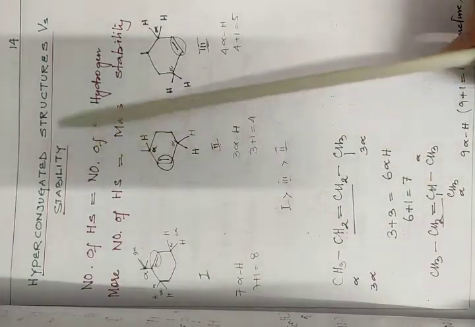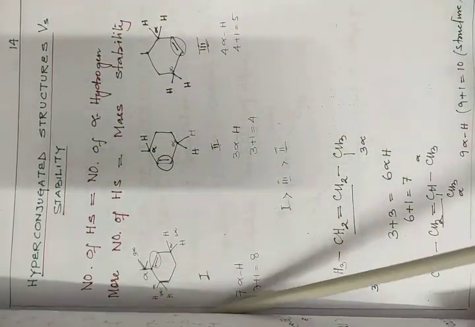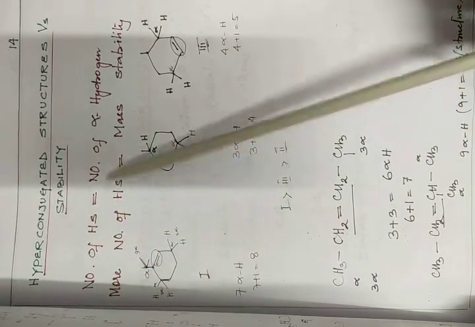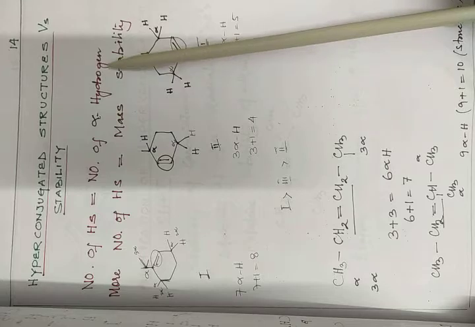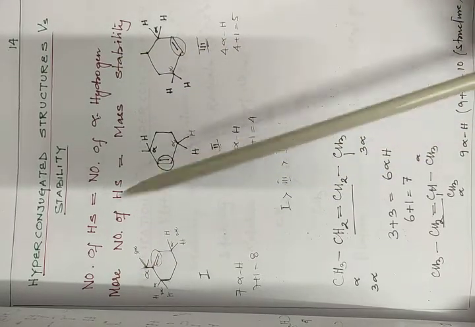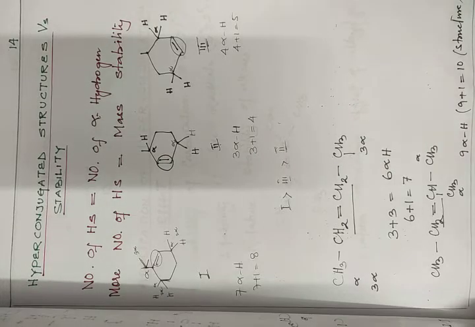Now hyperconjugated structures versus stability. The number of hyperconjugation structures is equal to the number of alpha hydrogens. The more hyperconjugation structures, the more stability.